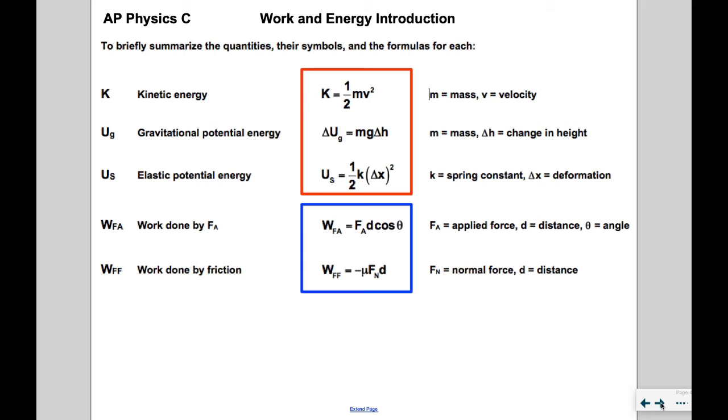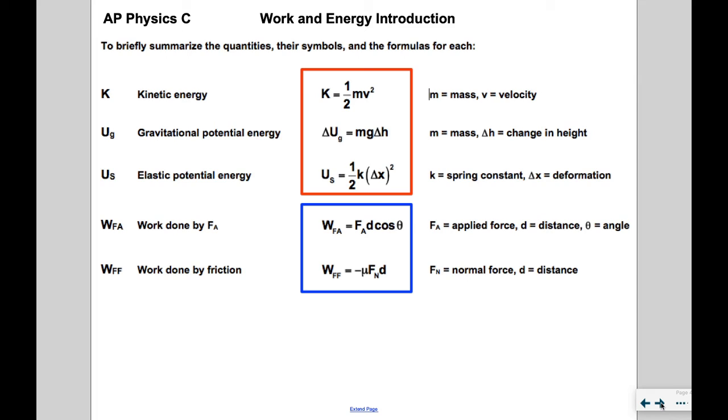For U sub s, elastic potential energy, 1/2 k delta x squared. We saw that last year as 1/2 kx squared. The delta x, of course, is the deformation of the spring. No real difference there. Notice that those three formulas, K, delta U sub g, and U sub s, are all on the formula sheet.